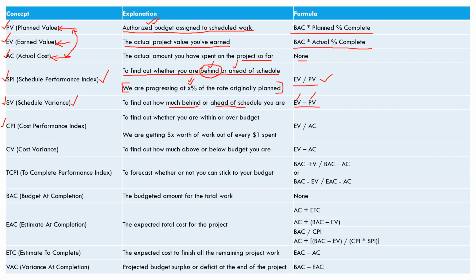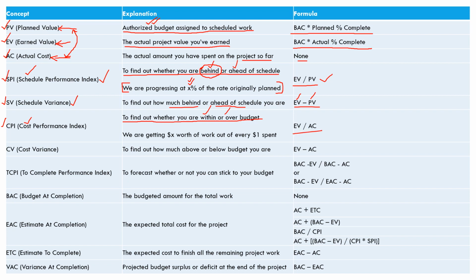Now, CPI, cost performance index, this is used to find out whether you are within or over budget. So this is cost, this is schedule, SPI and CPI. In SPI, you're finding out whether you're behind or ahead of schedule. In CPI, you're finding out whether you're within or over budget. The formula is EV divided by AC.